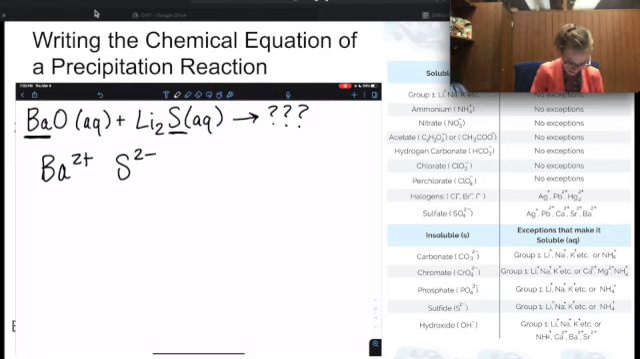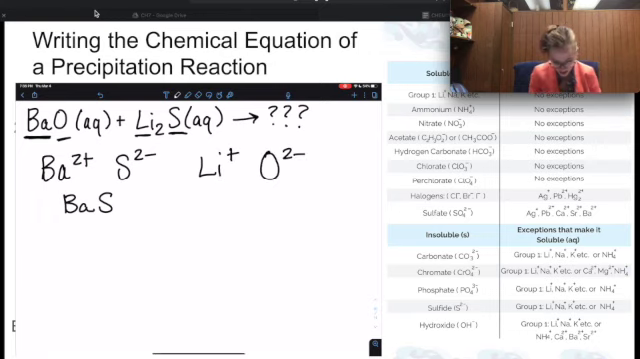So it looks like that's balanced. So I would have BaS. Those have equal charge. And the other pair is lithium with an oxygen. So I have lithium 1+ and oxygen 2-.